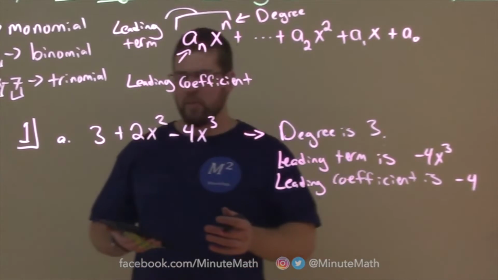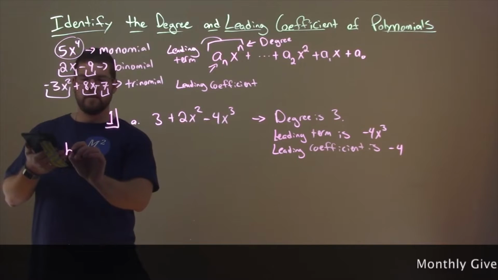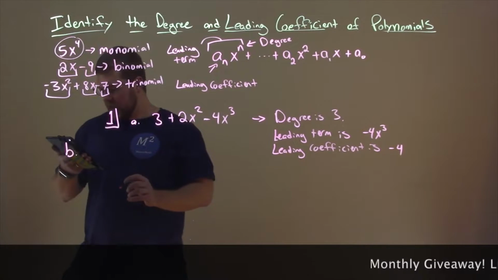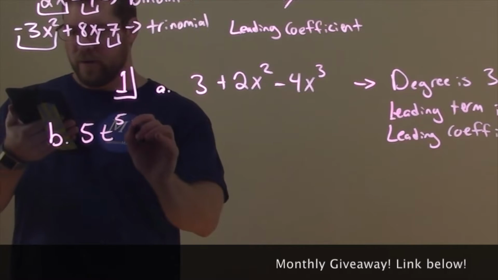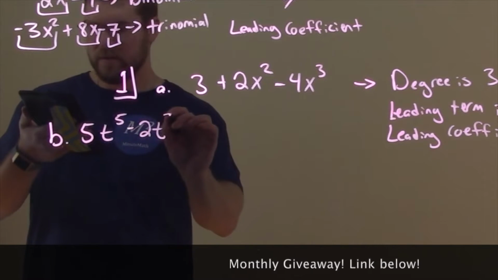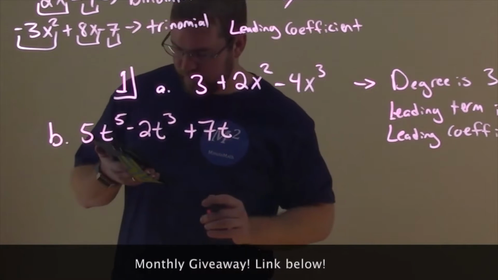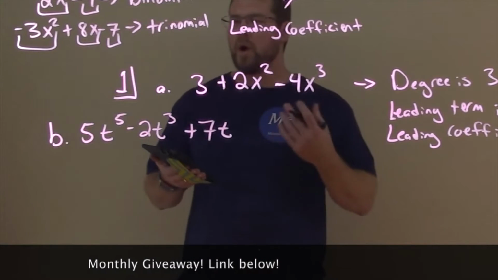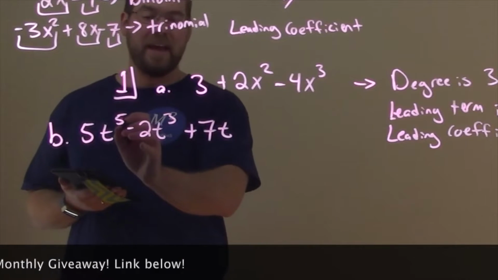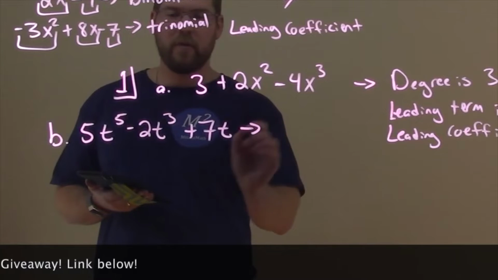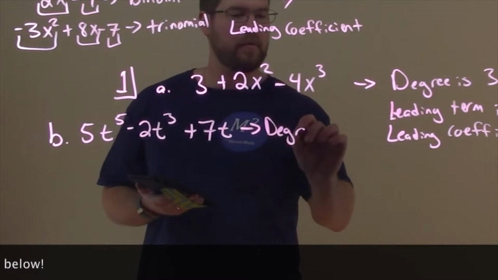So let's do a couple more. Let's go to B right here. We have 5t to the 5th power minus 2t to the 3rd plus 7t. So what's our degree? Well, the highest degree I see is a 5, so the degree is 5.